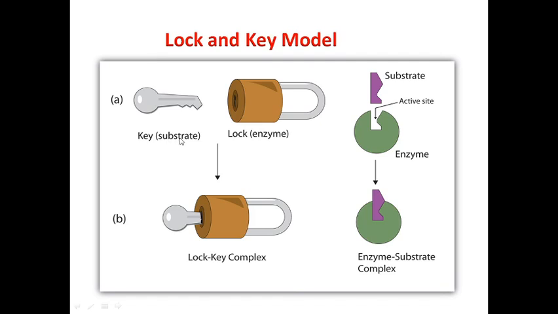Here is the key substrate, it's just an example, and here is a lock, it's an enzyme. So the key fits into it. So this is the lock and key model. Here you see an enzyme, this is the active site of the enzyme, and the conformation of the substrate is such that it forms a key into this active site of an enzyme. They fit like the lock and the key. So here is the enzyme substrate complex.